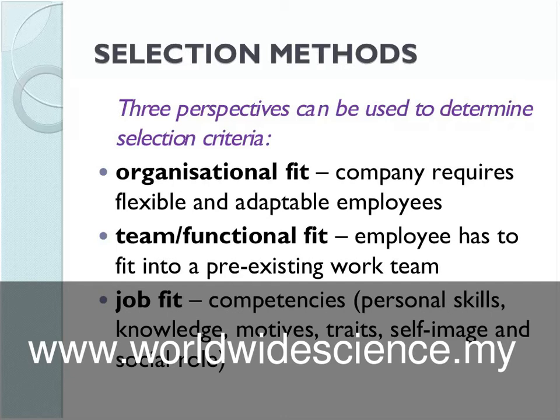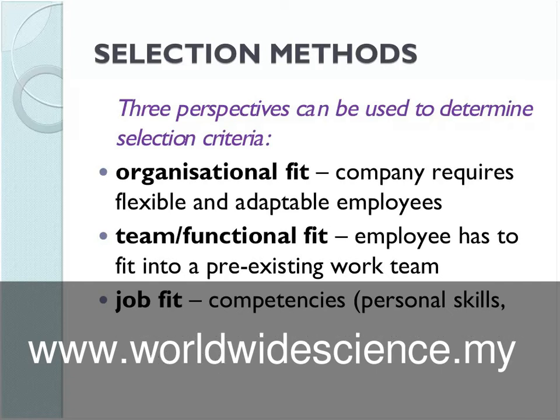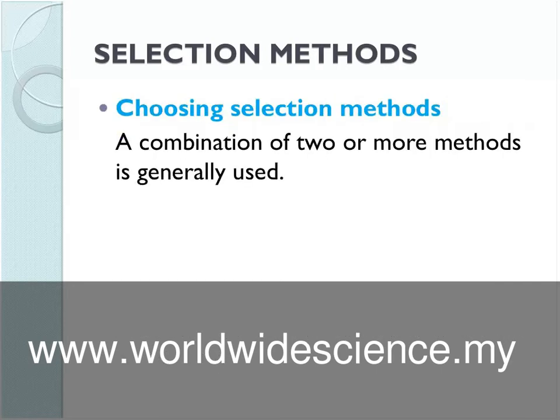So here is choosing selection methods. A combination of two or more methods is generally used. Now we will look at the selection methods themselves, and each organization uses a different one, or a combination of two or more of these methods. So let's see what kind of methods we have. Here is the application form, which is known by everyone.